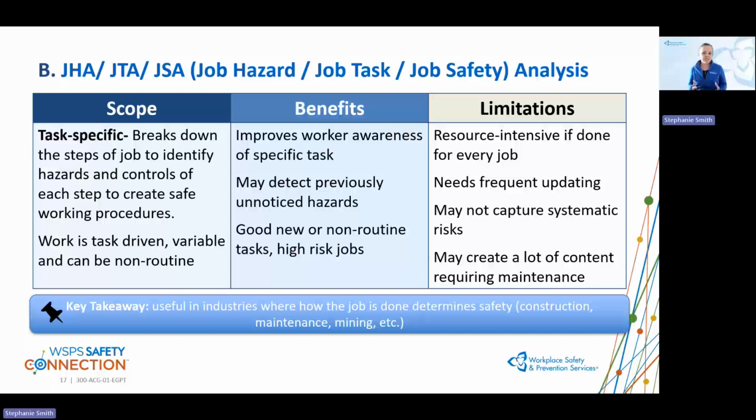It may not capture the systemic risk. Because it's focused on that specific job, it may miss some of the other jobs that may impact that task. And they may create a lot of content. If you are doing them for every single job that you have on your floor, you may have a lot of JHAs created. So the key takeaway here is it is useful in industries where how the job is done determines the safety. So things like construction, maintenance jobs, and mining, we see a lot of JHAs, because it's looking at that specific job and the tasks of that job.